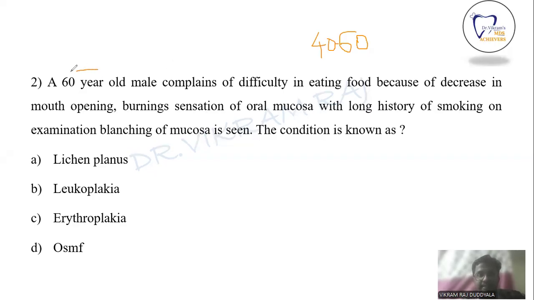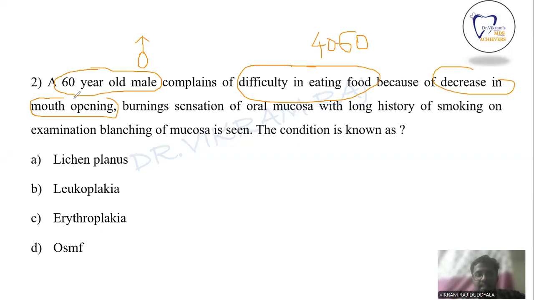Firstly, a 60-year-old male patient. Males are more frequently the ones who consume smoking, though the shift in lifestyle is observed; that is a secondary part. But difficulty in eating food due to decrease in mouth opening means mouth opening has been reduced. Normally it is 40 to 50 mm. We can observe it within 4 digits; a digital examination is done. If 4 digits can pass, then it's normal.